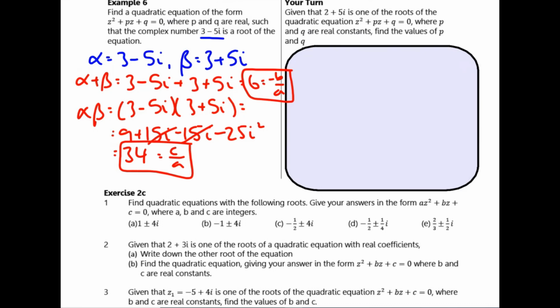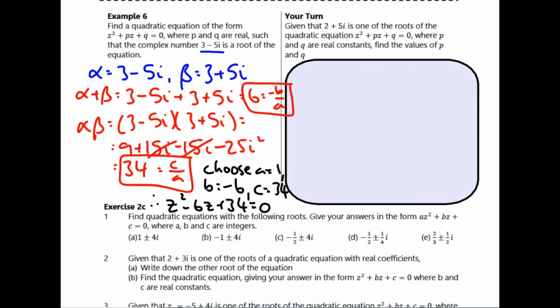If I choose a equals 1 in this case, I'll work out that b must be -6 and c must be 34. So the original equation was z squared minus 6z plus 34 equals 0. Pause the video, try the question, and I'll reveal the answer in a couple of seconds.